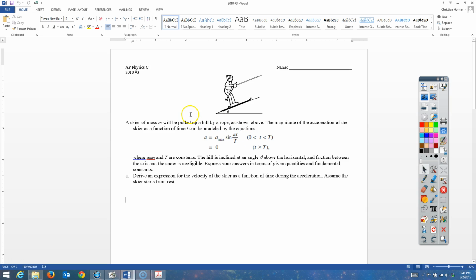So this is Horner, and this is 2010 number 3. We do have a skier. The skier's going up a hill, attached to a rope. He starts at a velocity of 0 and then accelerates.